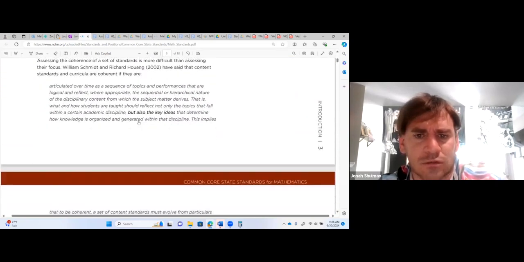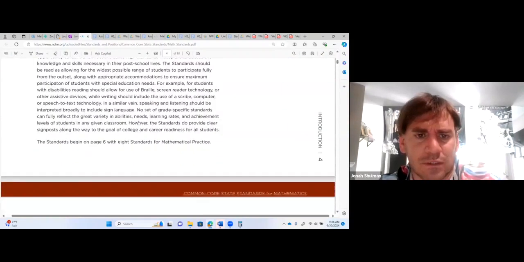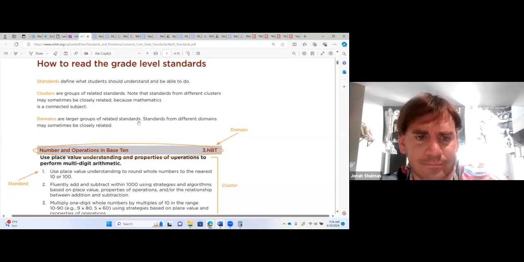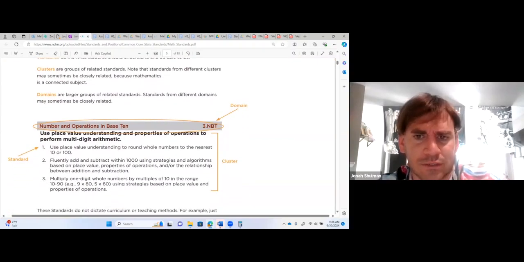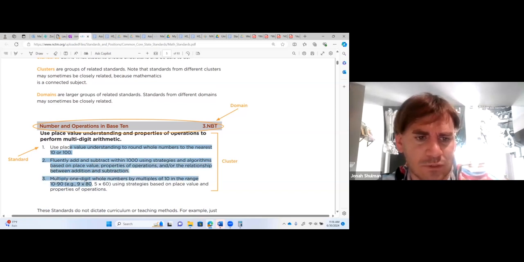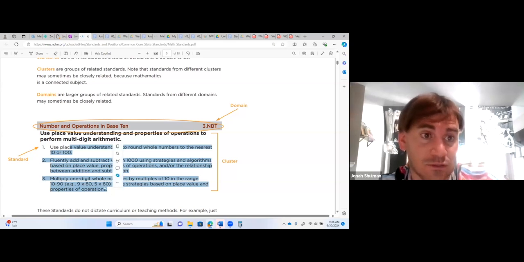Here's an introduction. Let's just go into grade 3 or something. Numbers and operations in base 10. This is a grade 3 standard. Use place value to understand whole numbers to the nearest 10 or hundreds. Fluently add and subtract within 1,000 using strategies. Multiply one-digit numbers by multiples of 10, so 9 times 80, 5 times 60. So this is the standard.